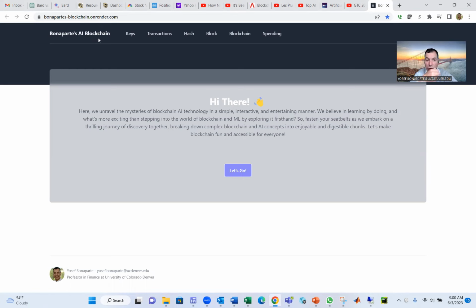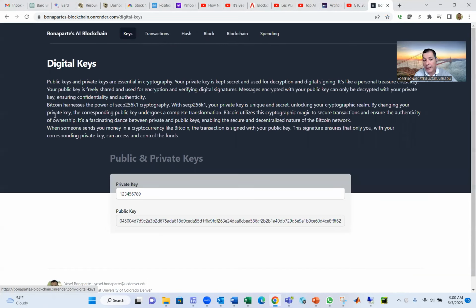And we're going to use machine learning in the AI technology. Blockchain has multiple stops: keys, transaction, hash, block, blockchain, and spending. I'm going to go through this simulation to explain how blockchain works. If you are investing in Bitcoin or Ethereum or any coin, you make transactions, but you don't know how the blockchain works behind the scenes. Now I'm going to explain how that works using AI technology.